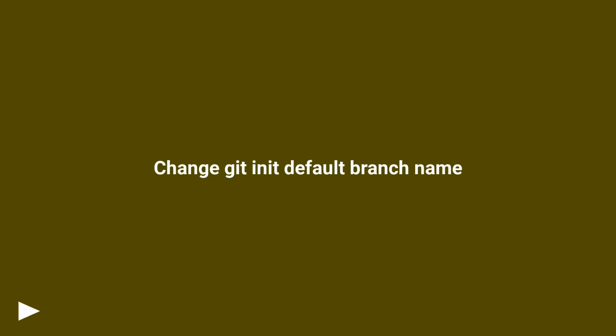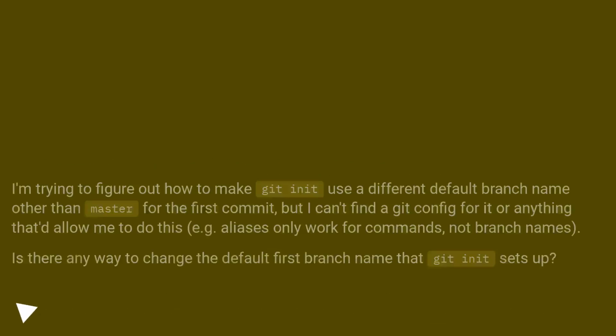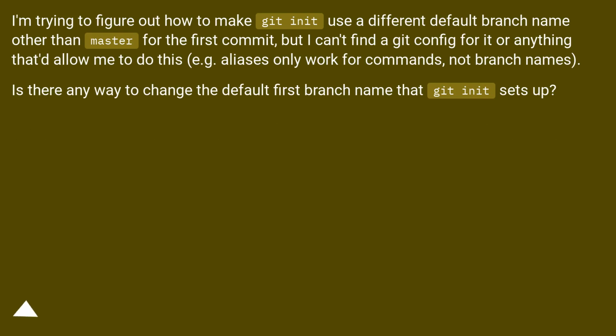Change git init default branch name. I'm trying to figure out how to make git init use a different default branch name other than master for the first commit, but I can't find a git config for it or anything that'd allow me to do this. For example, aliases only work for commands, not branch names. Is there any way to change the default first branch name that git init sets up?